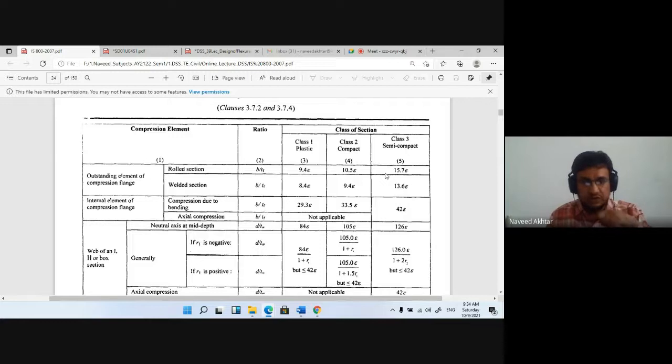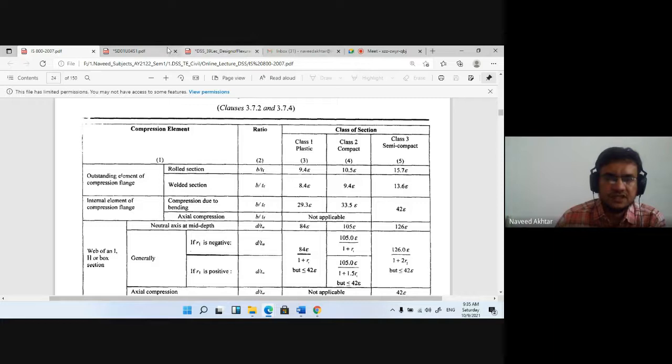But if, in case of an outstanding compression flange of a steel section, the B by TF ratio, where B is the width of the section and TF is the thickness of the flange, is greater than 15.7 epsilon, it means that your section is slender. So these 4 types of sections are classified by the IS code, based on clause numbers 3.7.2 and 3.7.3.